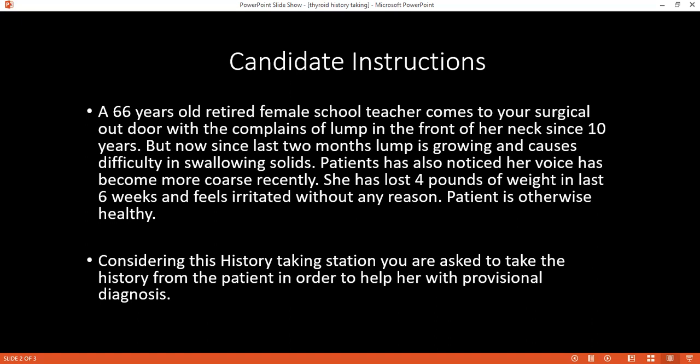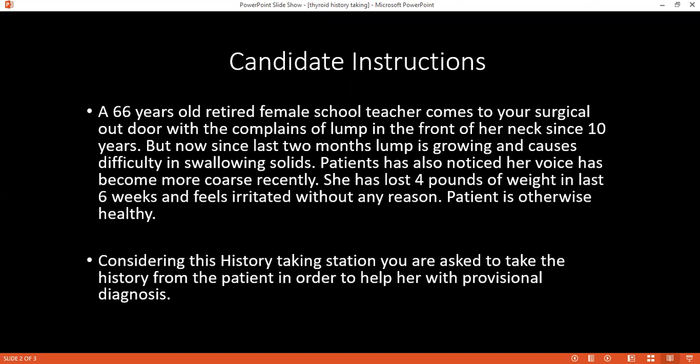What are the treatment options? Sorry, ma'am. The treatment options include total thyroidectomy with lifelong thyroxine replacement. Can you tell me three complications which can occur as a result of total thyroidectomy?